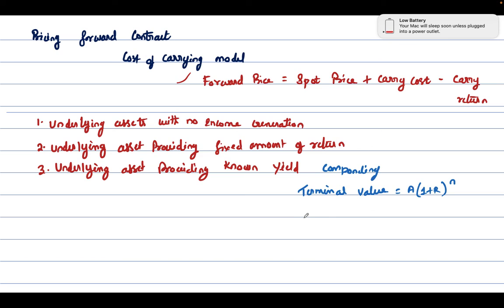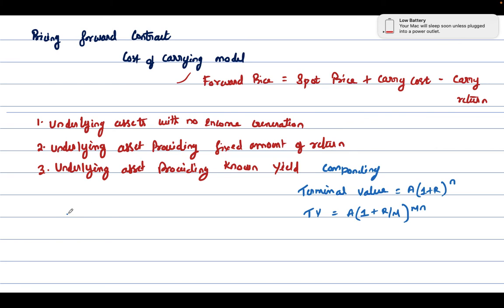If it is compounded many times in a year, we will be using a separate formula. Terminal value equals A into (1 plus r divided by m) to the power mn. Here m stands for the number of times of compounding. If in a year it is compounded 2 times, then m is 2. So m refers to the number of times it is being compounded.